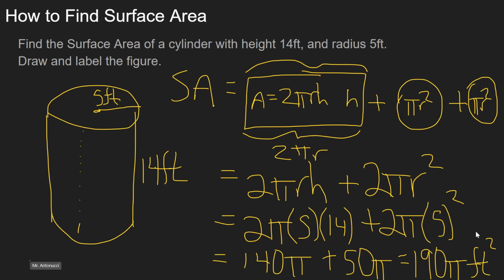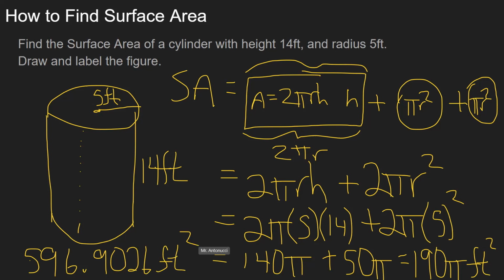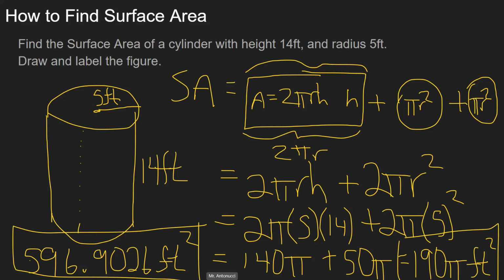If you put it into your calculator with calculator pi, the decimal would be 596.9026 feet squared. Okay, so this is the exact answer. This is the decimal answer using calculator pi. And then you can round as directed if you need to.